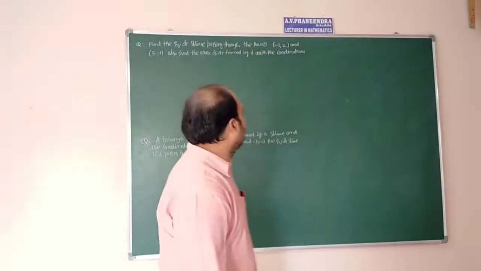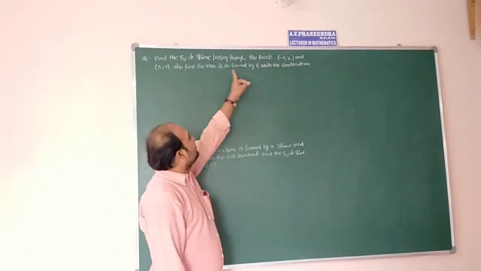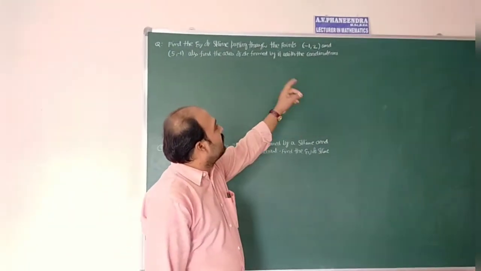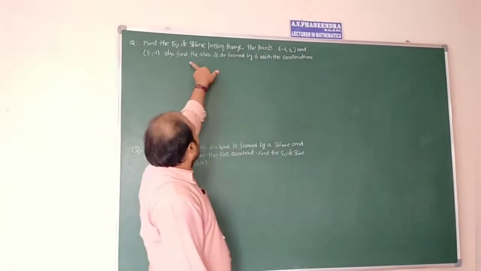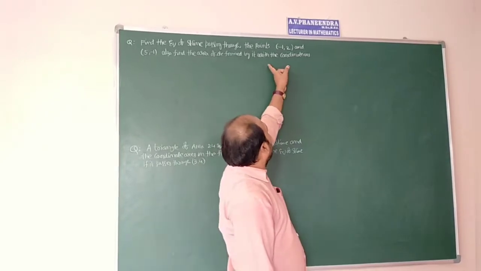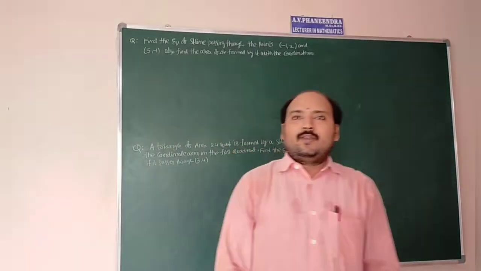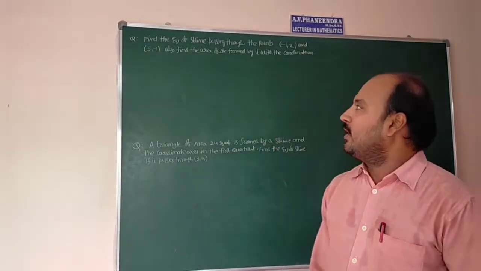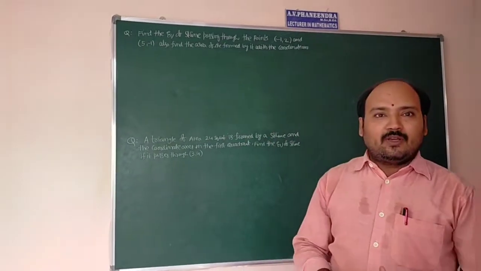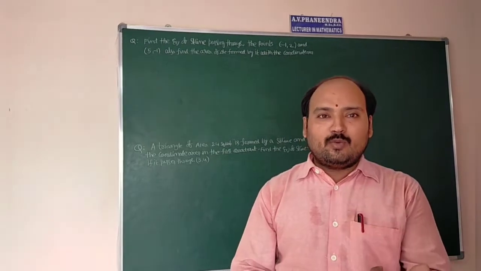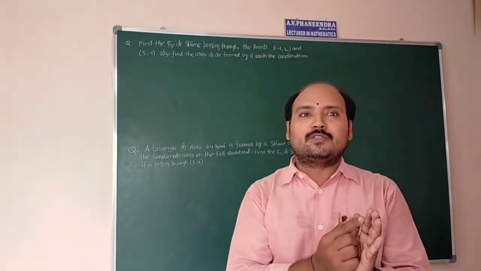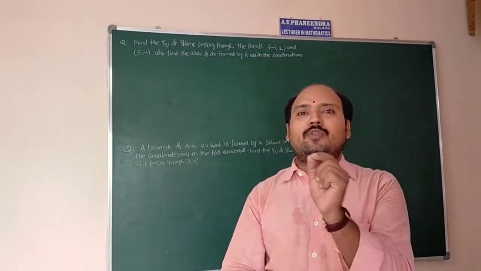Next question. Find the equation of straight line through the points minus 1 comma 2 and 5 comma minus 1. Also find the area of triangle formed by it with the coordinate axis. First you have to understand the question. 2 points are given. In previous videos we observed how to find the equation of line passing through 2 points. First you have to apply 2-point form of the straight line.